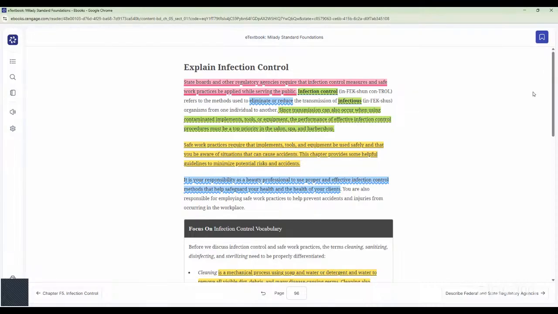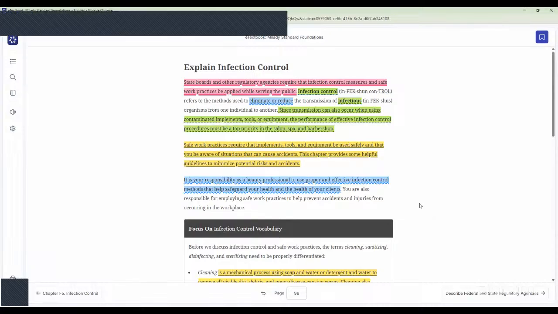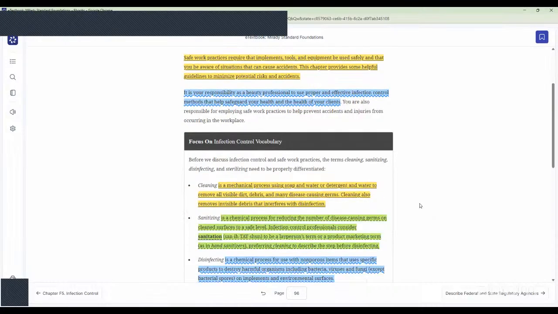We also have safe working practices, and that requires that implements, tools, and equipment be used safely. You're not going to have one set of tools. You're going to have multiple sets of tools. All right. In the blue, it's your responsibility as a beauty professional to use proper and effective infection control methods. You're going to learn or relearn or enhance what you already know as related to these methods.